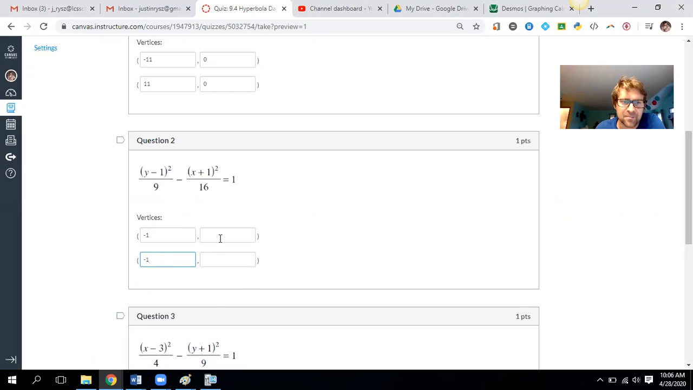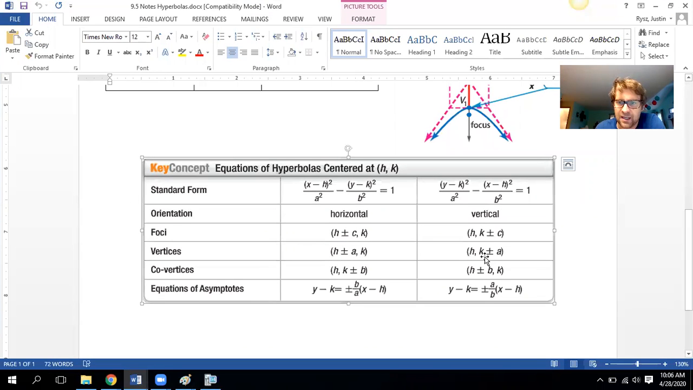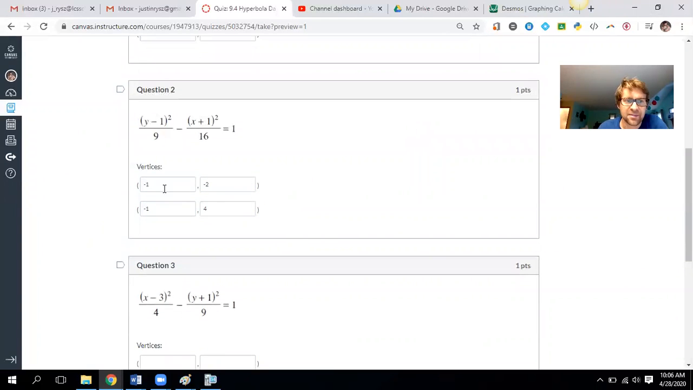Now to figure out the second number of the vertices, we go back to our formula chart. It is k plus or minus a. k is the number next to the y, and we add or subtract the square root of the number below that. So 1 is the number there, and we add and subtract the square root of 9, which is 3. If we had 1 minus 3, that'd be -2, and 1 plus 3 would be 4. So I think the answers are (-1, -2) and (-1, 4).